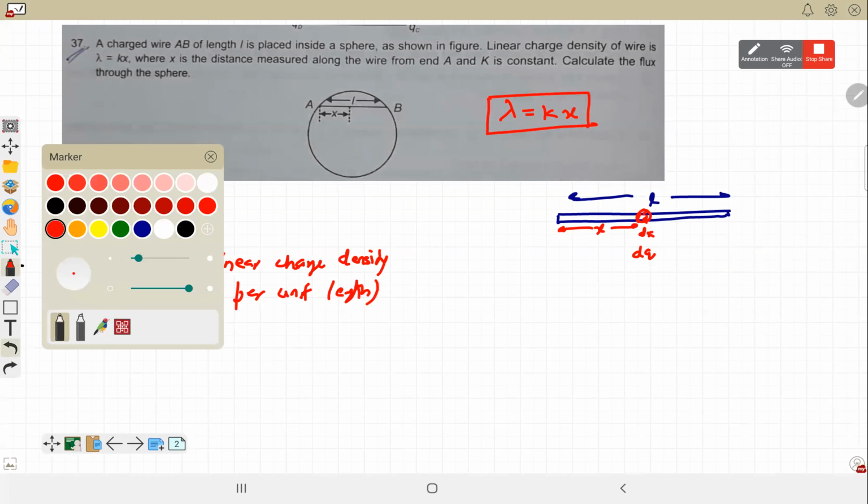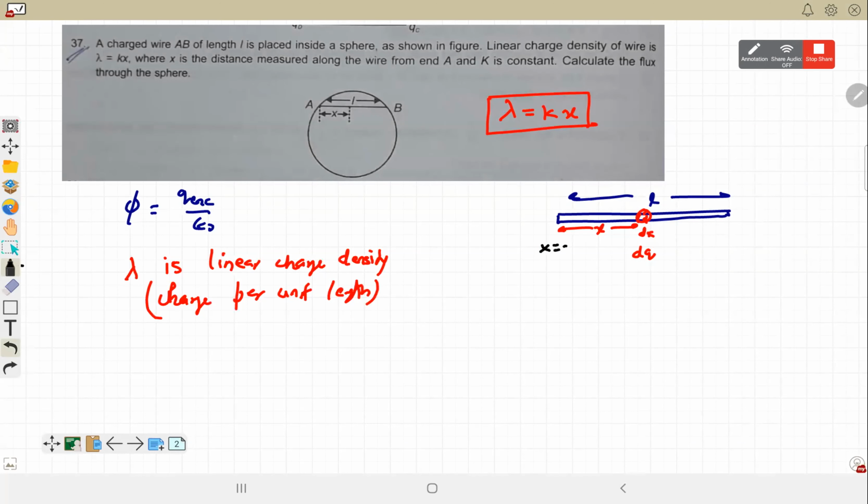x equals to 0 पे it is 0, and as we go further the density is increasing. So हम पूरे पे एक साथ calculate नहीं कर सकते. We have to consider a small length dx. dq will be lambda times dx, and then we integrate. Integration of dq is lambda times dx.